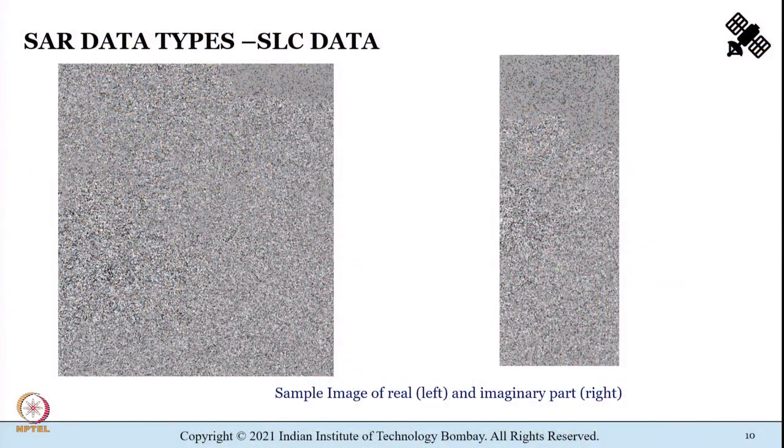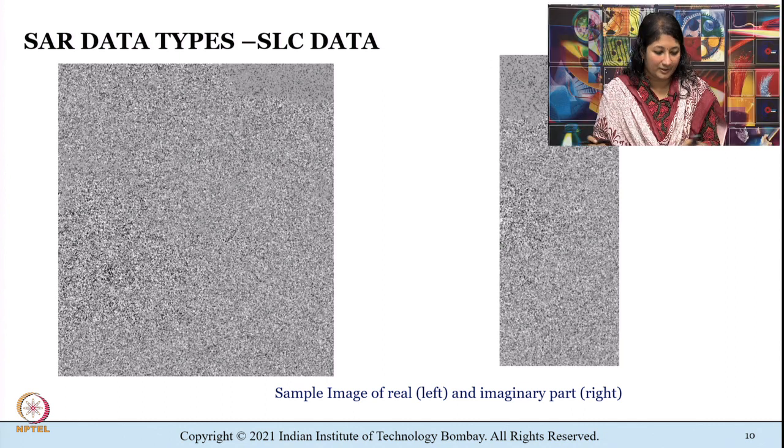In raw data, each pixel is a complex number consisting of a real part as well as an imaginary part that represents the amplitude and phase of the wave corresponding to the resolution cell. Remember that raw data format is the basic format from which all the other high level data products are produced. The sample image shown here shows the real part towards the left and the imaginary part towards the right. It is obvious that visually it is very difficult to interpret what you are seeing.